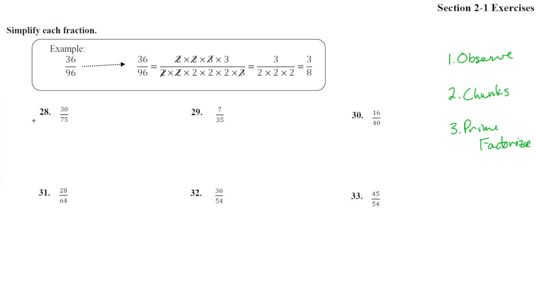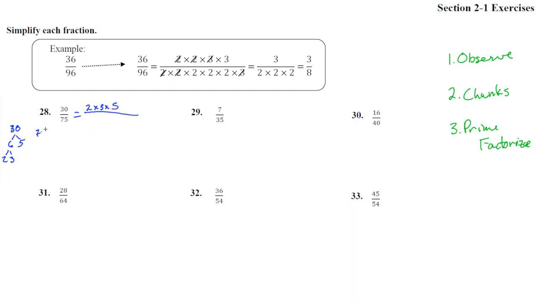So let's look at this. Number 28, 30 over 75. I don't know all my multiplication tables to get up to 75, so I'm actually not going to do observe or chunks on this one. I'm going to go to prime factorization. So let's do this. 30, let's break it up. This is 6 times 5, and that's a 2 times a 3. So this is 2 times 3 times 5. That's breaking it up, and that's its DNA.